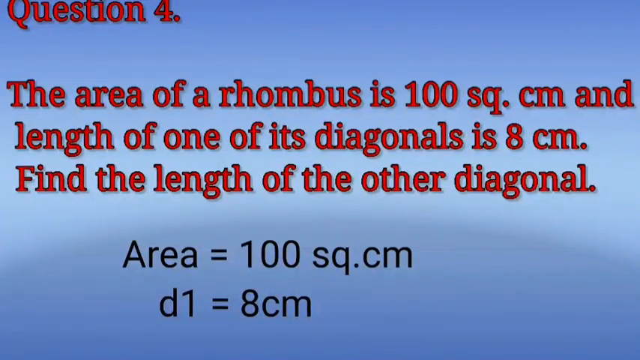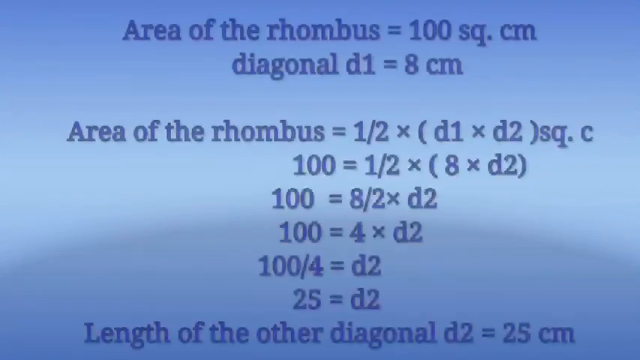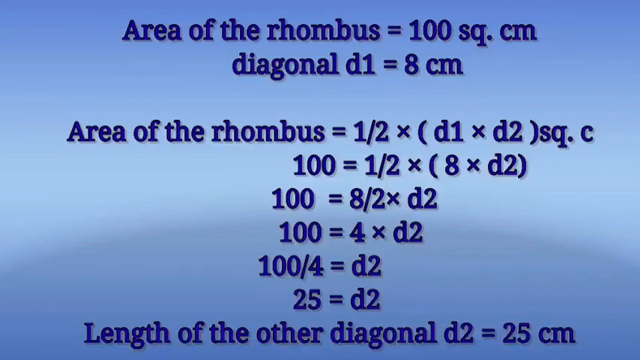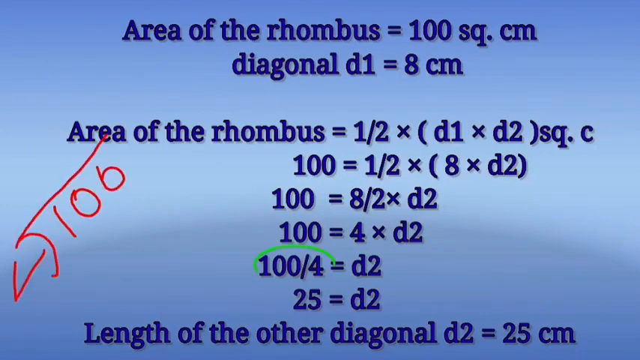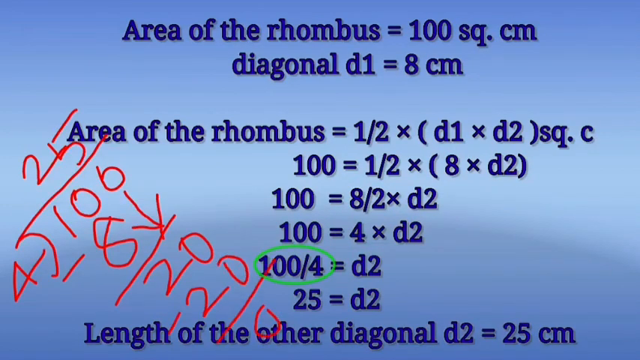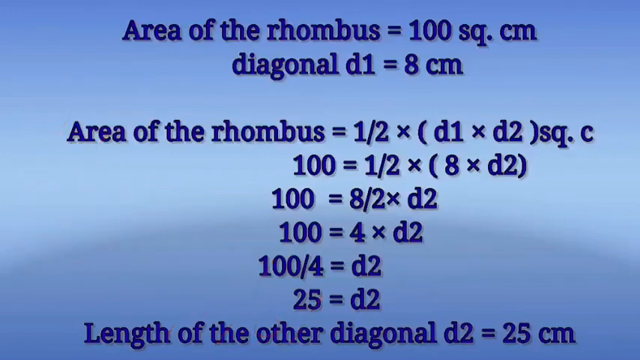Next, question number 4. The area of a rhombus is 100 square centimeters and the length of one of its diagonals is 8 centimeters. Find the length of the other diagonal. Using the values of area and the diagonal in the formula, we can get the value of diagonal 2. For that, we have to simplify by dividing 8 by 2 and dividing 100 by 4. Finally, we get the length of the other diagonal D2 is equal to 25 centimeters.